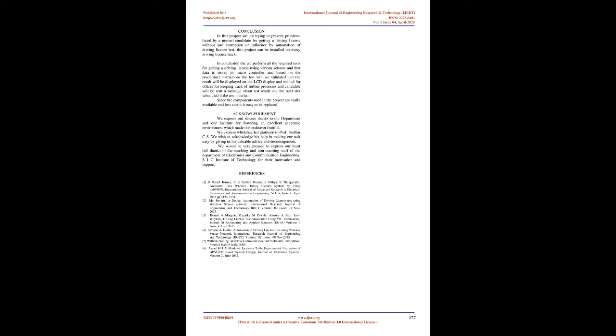Now all the three test results are added. We have set a particular score to pass the test; the candidate has to reach the particular score to pass. If the candidate doesn't attain the particular score, the candidate's result is shown as fail and the candidate is not eligible to receive the driving license. The results will be displayed on the LCD. Fig. 2, Flowchart Representation.